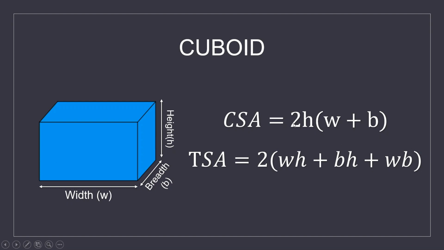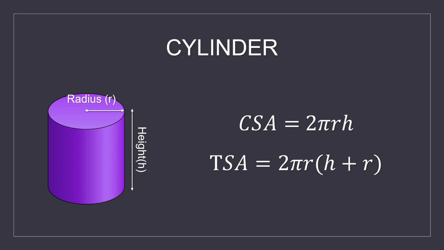In curved surface area we will only consider width into height and breadth into height. This width into breadth, which is this upper part, is not considered. Okay, so our next 3-dimensional shape is cylinder.